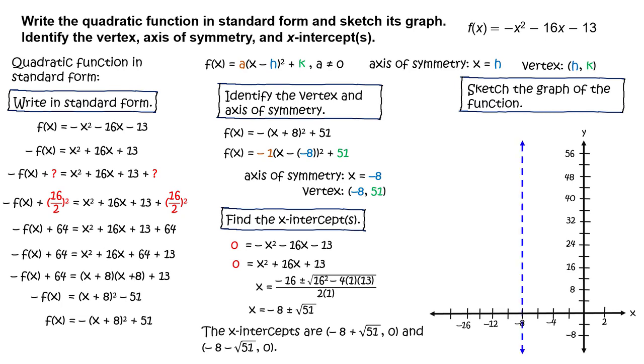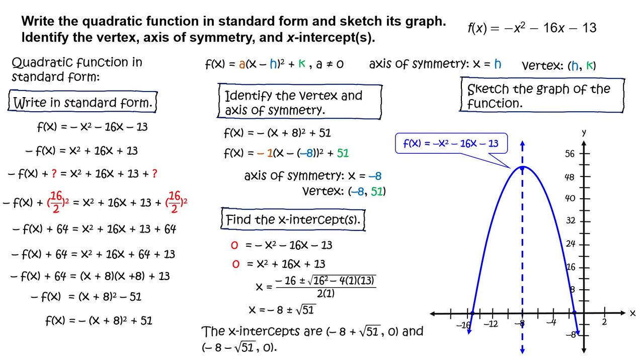First, graph the axis of symmetry. Next, plot the vertex at point (-8, 51). Next, plot the x-intercepts. To graph the function f(x) = -x² - 16x - 13, draw a parabola through the plotted points.